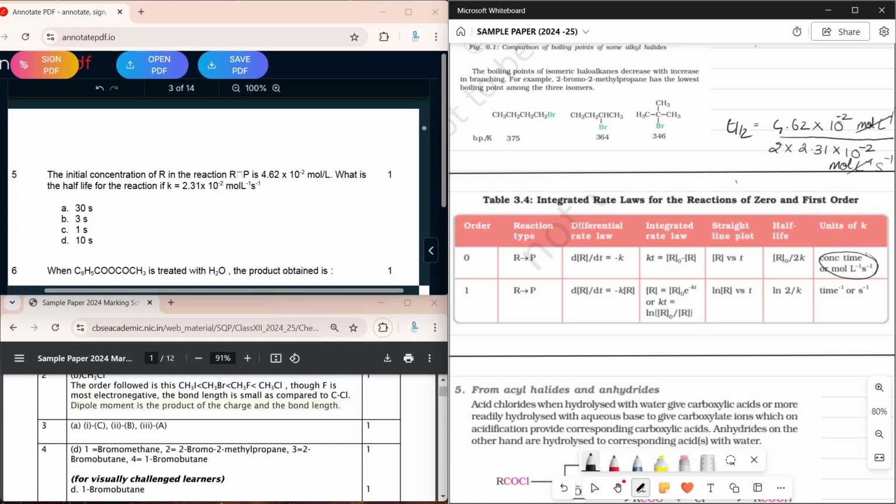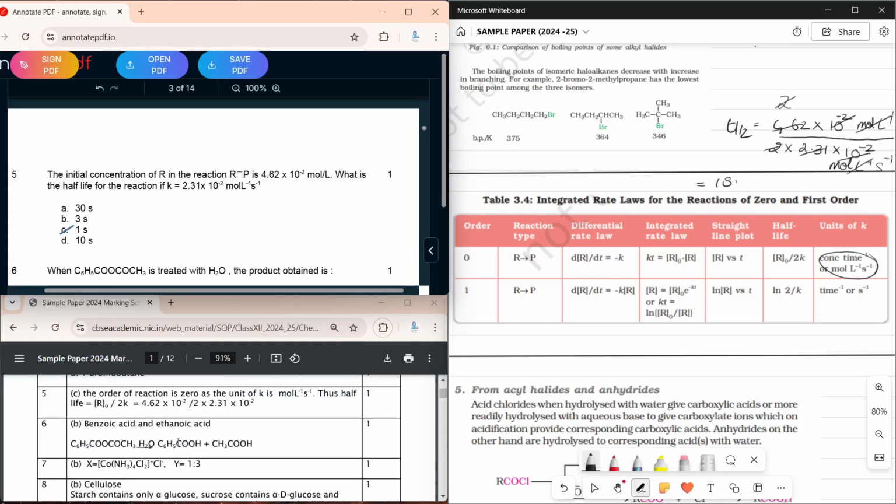Always double check your units. Your units are a very good indicator of whether you've used the right formula, so definitely use the units. I wish someone told me this when I was in grade 12. So for t half, you can cancel 10^-2 with 10^-2. Then 4.62 is 2 times 2.31, so 2 and 2 get cancelled, and you're just left with 1 second. So the answer to this question is option C, which is 1 second. This is related to the chapter Chemical Kinetics, and that's what is given in the solutions part of the marking scheme.